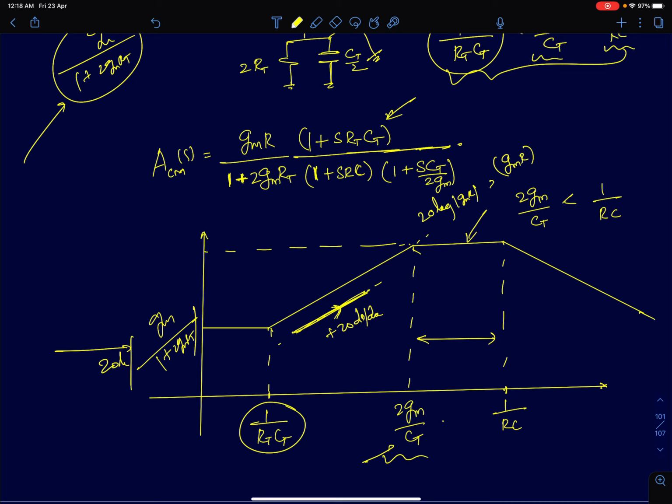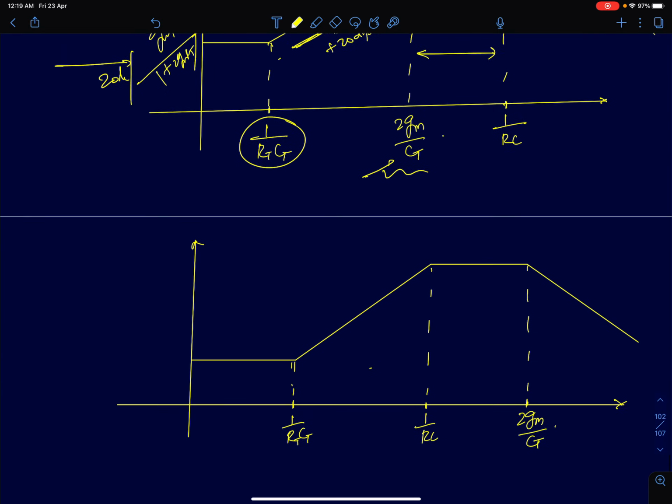But an interesting thing to notice here is that the common mode gain is decreasing after 1 by Rc. We said a lower common mode gain is always good, and here we are noticing that the common mode gain is decreasing at very high frequencies. So does this mean that at very high frequencies the circuit is performing better? We'll see that the answer is, it's not really the case, and we'll see why it is not.